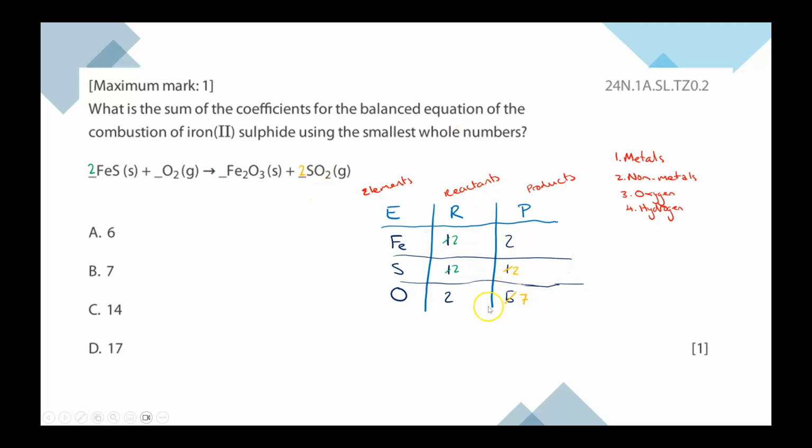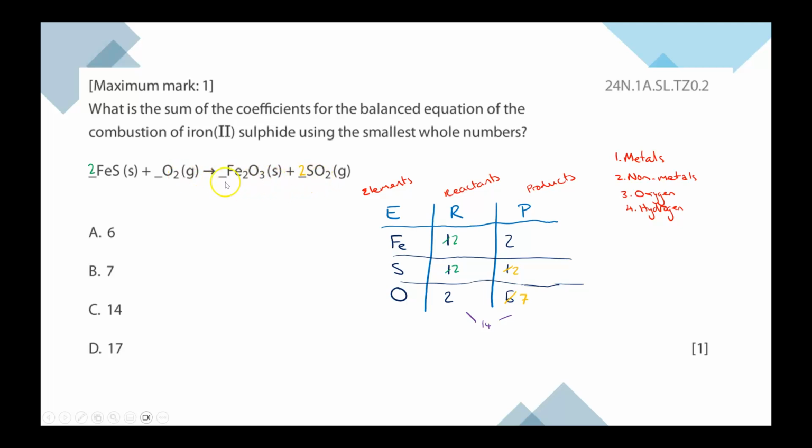So, what's the common number between 2 and 7? They're both factors of 14. Not a maths teacher. Because they're both factors of 14, that means we want to get the oxygens to 14 on both sides, because we don't want to do any fractions. So how are we going to do that? On this side, it's pretty straightforward. We'll put a 7 out the front of that. That's going to make 14.